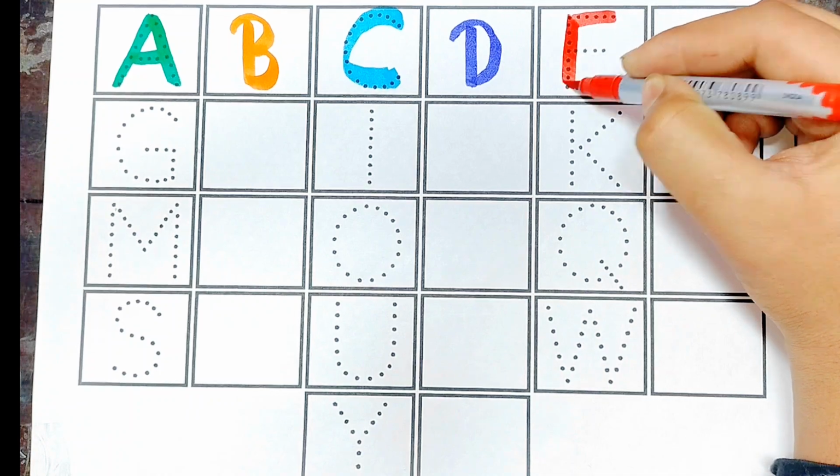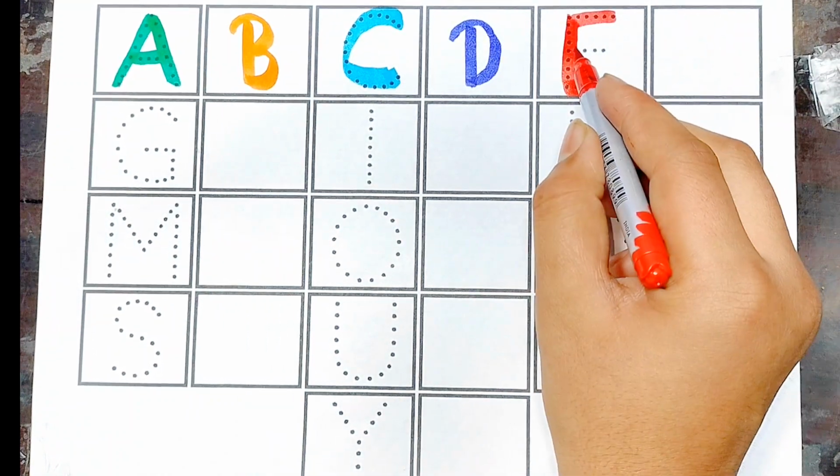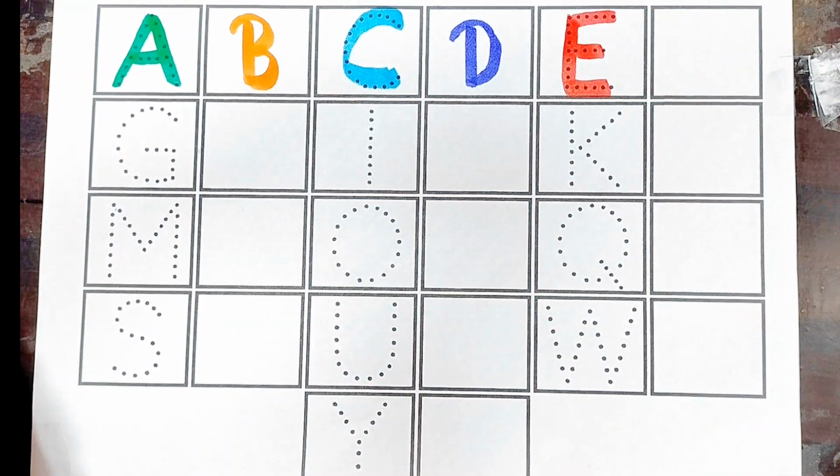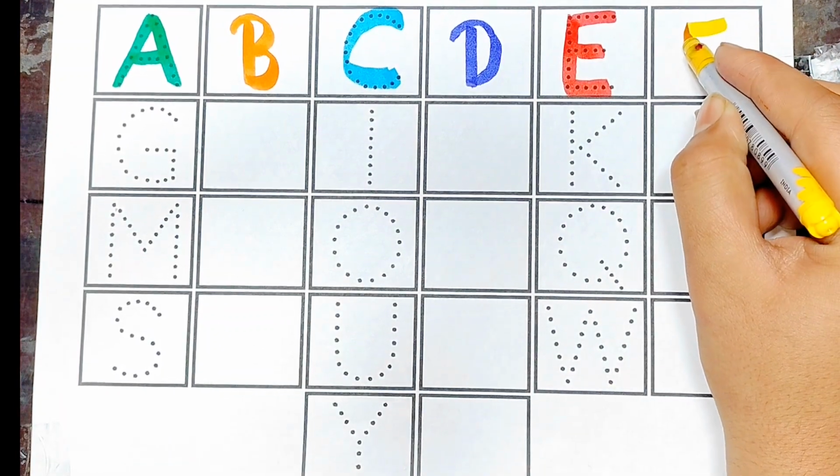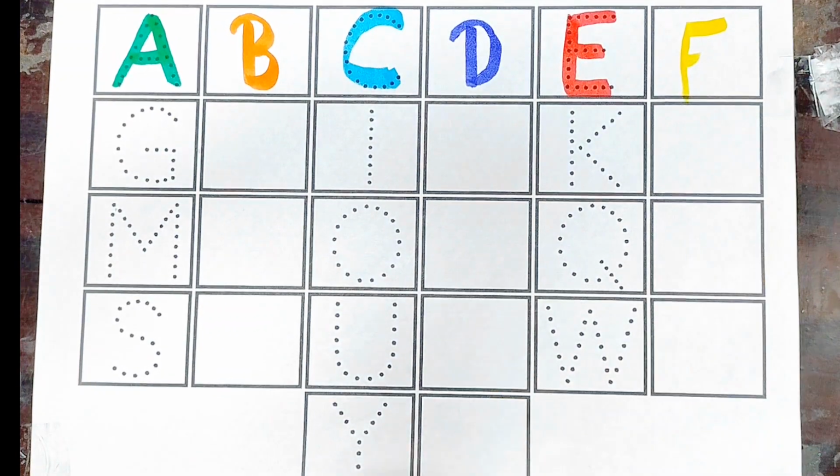E for elephant. F for fish. F for... what is it, children? Fish.